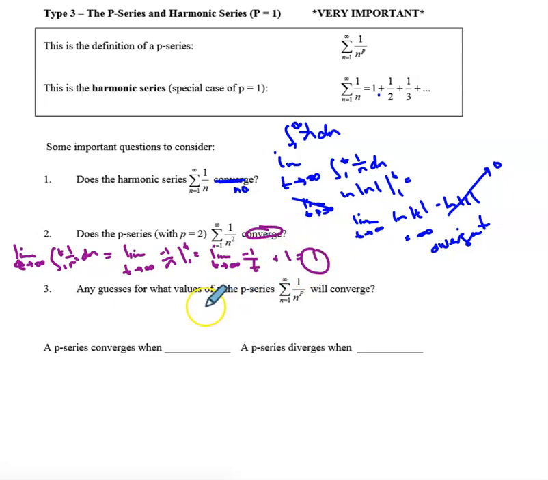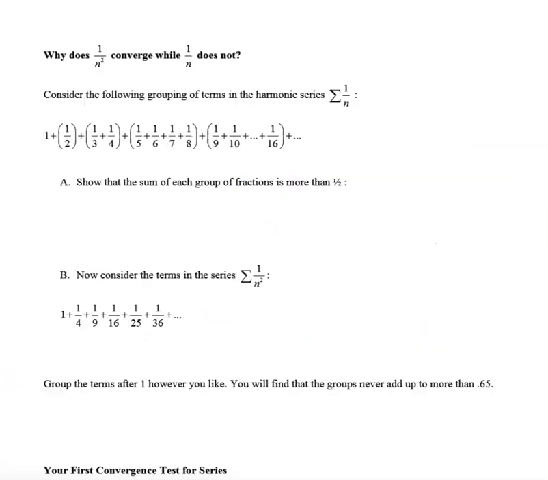So what are your guesses for what values of p the p-series will converge? Well, it's the same as with what we called the p-integral, or the improper integral that is of this same form. The p-series converges when your p-value is greater than 1 and diverges when your p-value is less than or equal to 1. So now we want to talk about why. Why does 1 over n squared converge while 1 over n does not? There are proofs that you can look at. If you go to YouTube or Khan Academy, you could find some proofs of this.